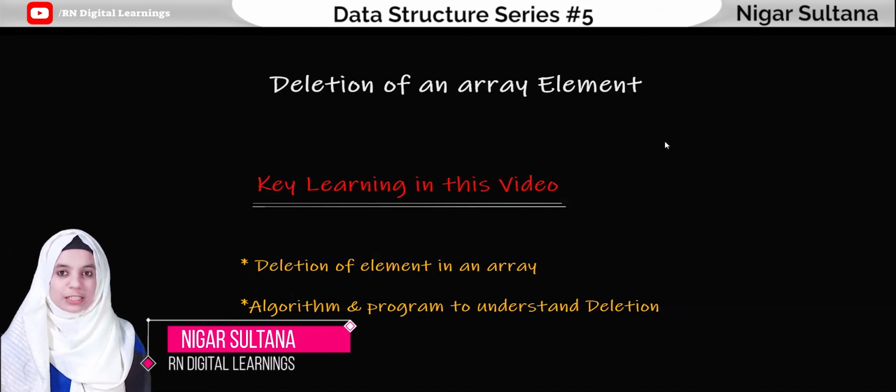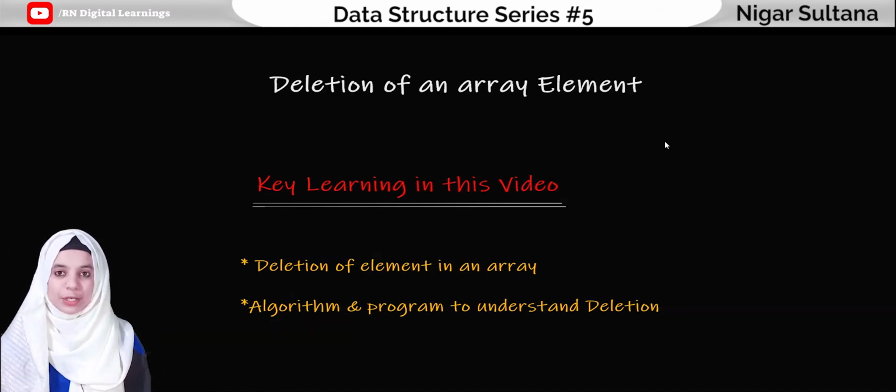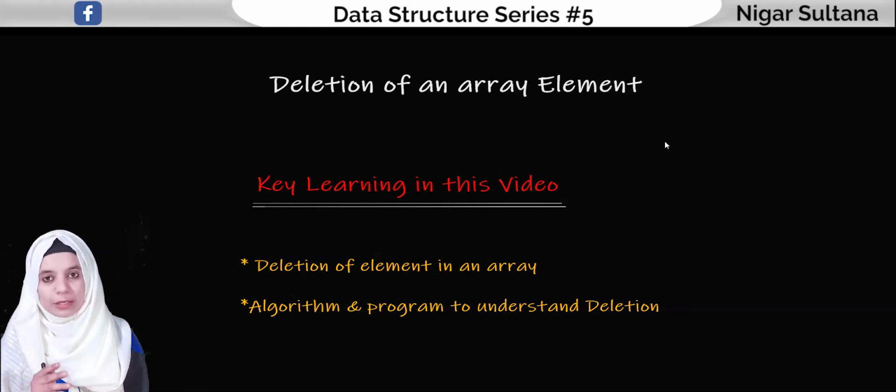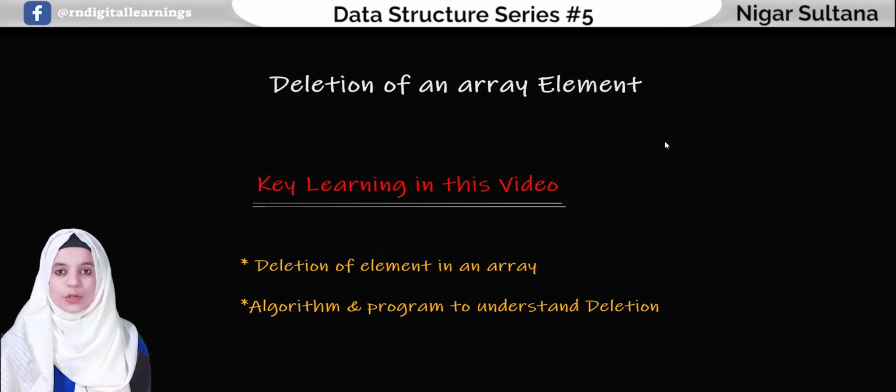In the last video we discussed the insertion of an element into an array. In insertion we learned three cases: first, how to insert an element at the beginning; then how to insert an element at the desired position; and insertion of an element at the last position. Now in this video we are going to learn the deletion of an array element.